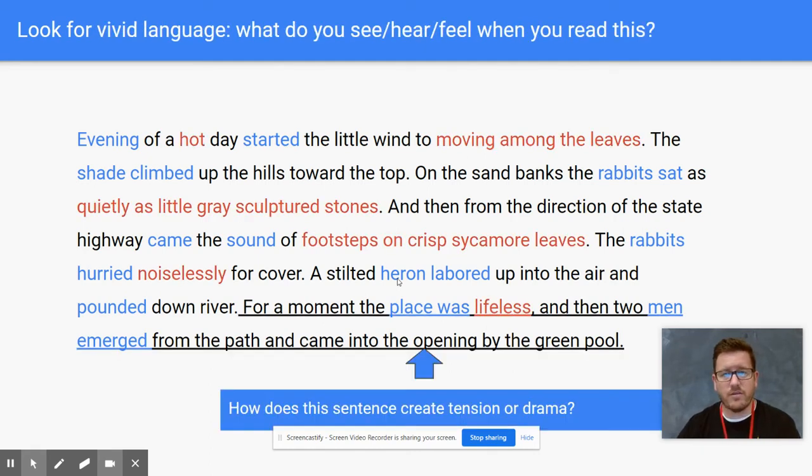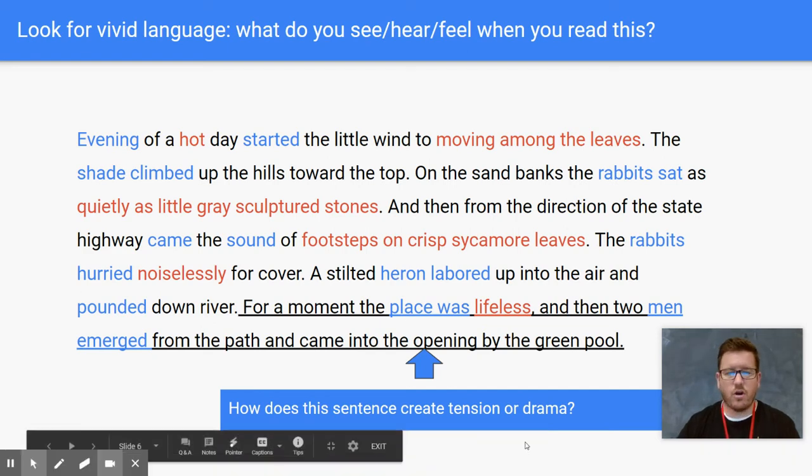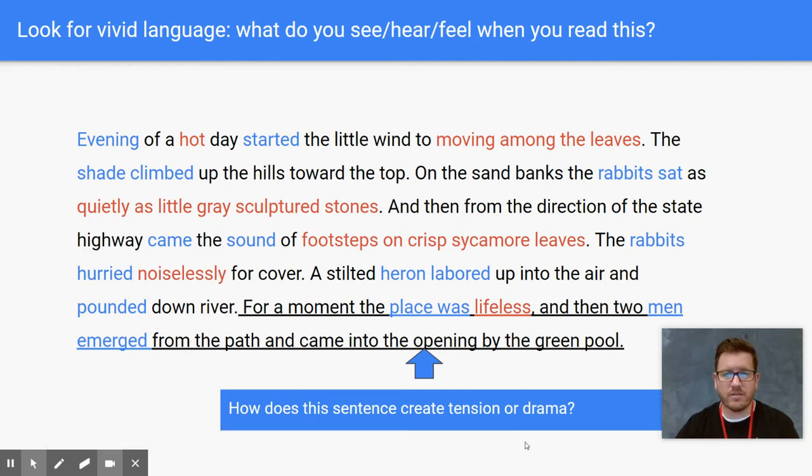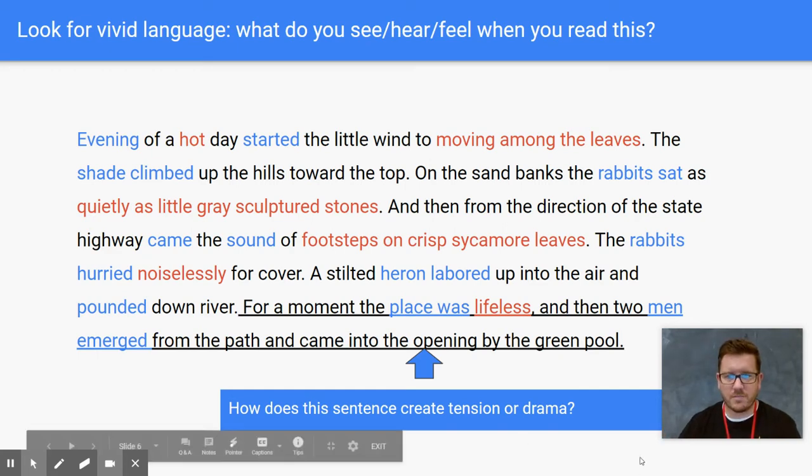Now, let's also look at the language Steinbeck uses that gives us a clear picture of what's going on. Highlighted in red here, you've got hot, moving among the leaves. We hear what wind sounds like when it moves among the leaves. We can picture the rabbits. Maybe you guys have seen this. I've seen it in people's yards in my neighborhood, where they have little sculptured stones of animals. There's a family in my neighborhood that has concrete sculptures of deer that, if you catch them in the right light, look very, very real. You've got footsteps on crisp sycamore leaves.